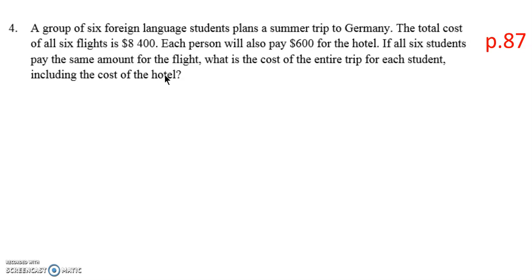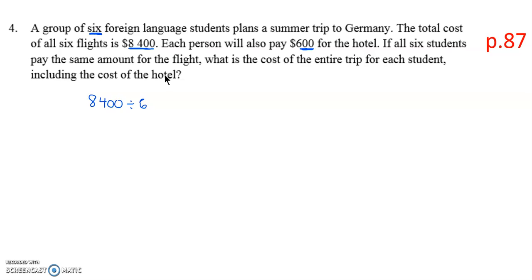Okay, well, we know the total for the flights, and we know that there's a total of 6 students. We also know that each person is going to pay $600 for the hotel. So our first order of business is to divide up the flights to figure out what each person is going to pay for their own flight. So we're going to take the 8,400 and divide by 6. But that's not all we're going to do. We're going to do a second step.